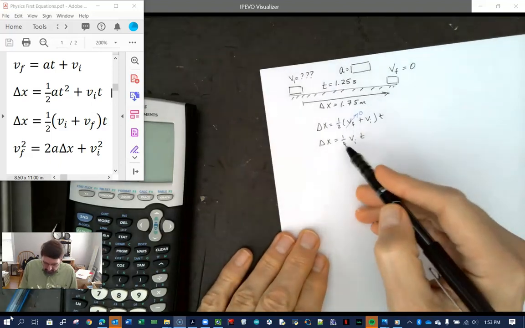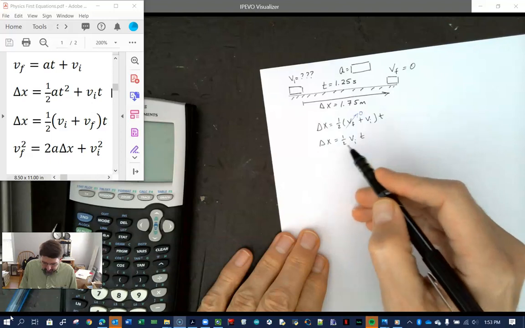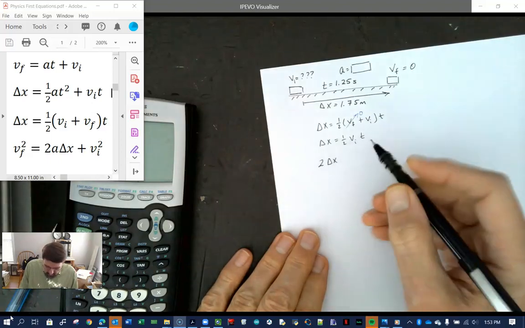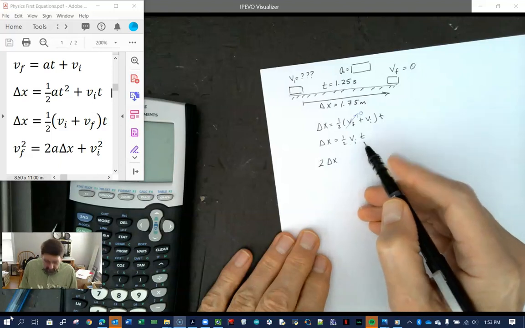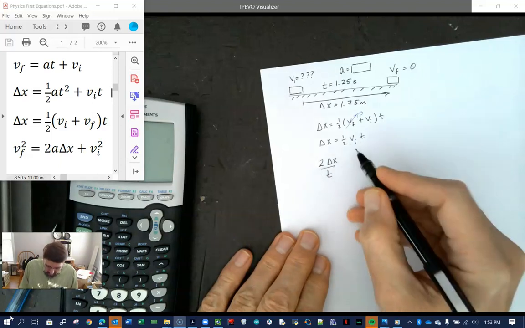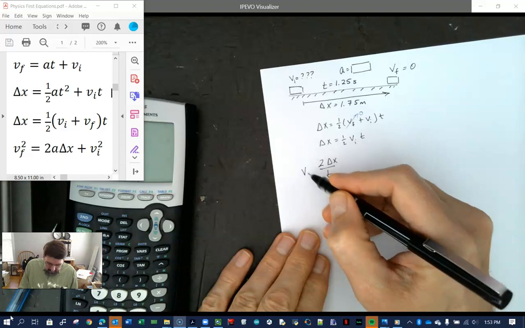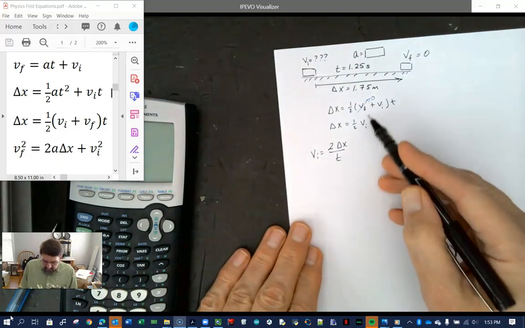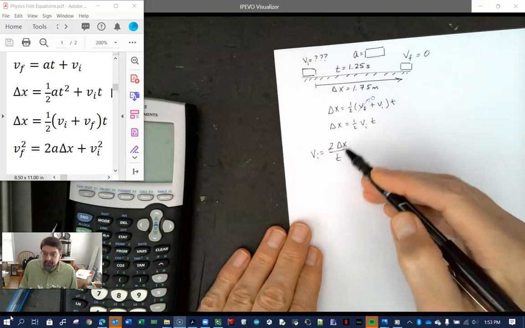Okay, and what are we looking for? We're looking for V initial. So how do we get rid of the 1/2? We multiply both sides by 2. And how do we get rid of the T? We divide both sides by T. And that is what V initial equals. Okay, so however many steps it takes you to go from here to here is fine with me.